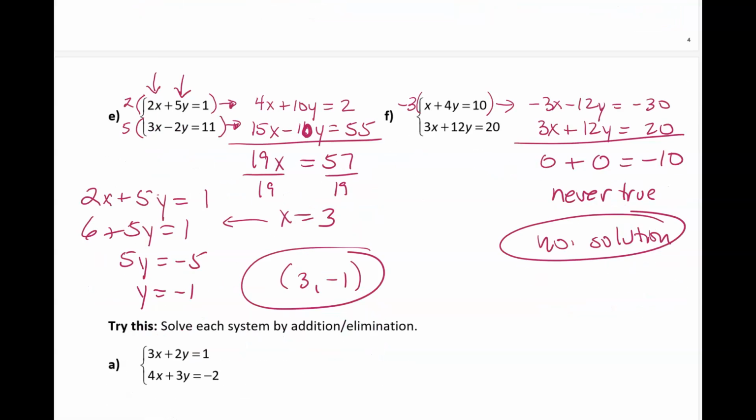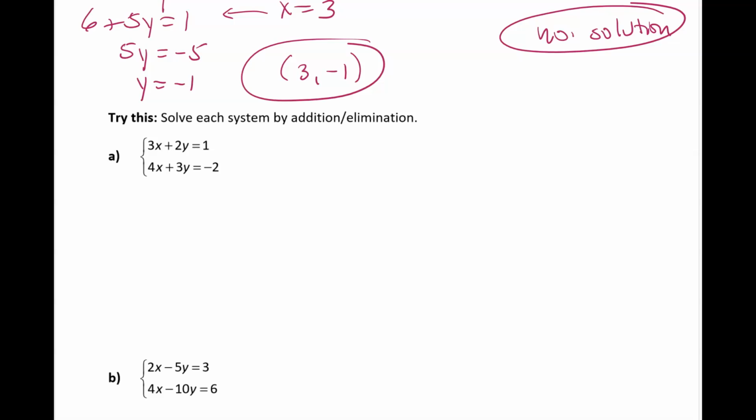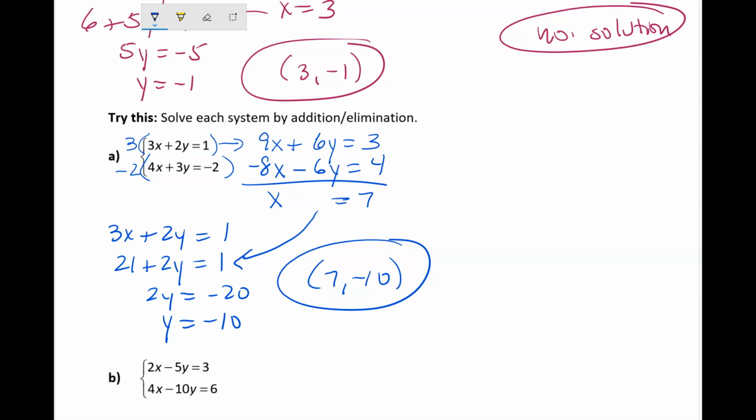All right, your turn to try using the addition elimination method. Try A. The solution to this first system should be 7, negative 10. I chose to eliminate the y variable, but if you wanted to use the least common multiple of 12, you could have eliminated the x variable instead. Should give you the same result.